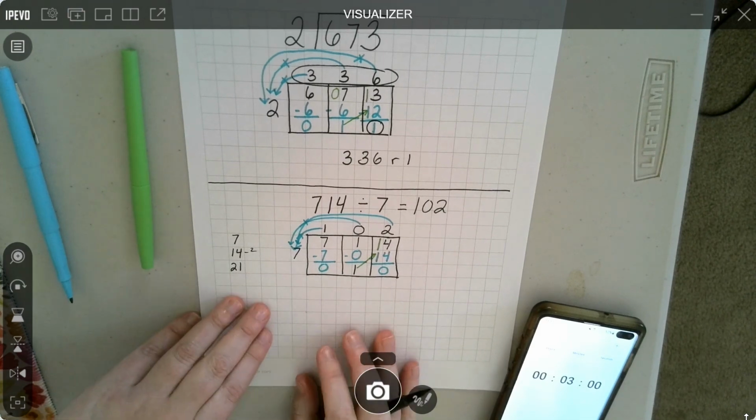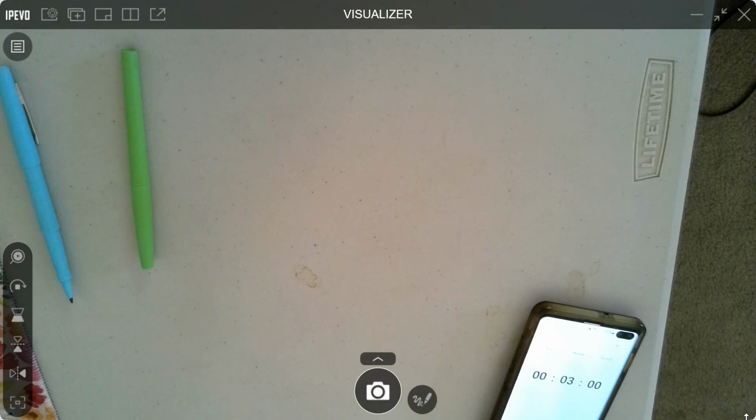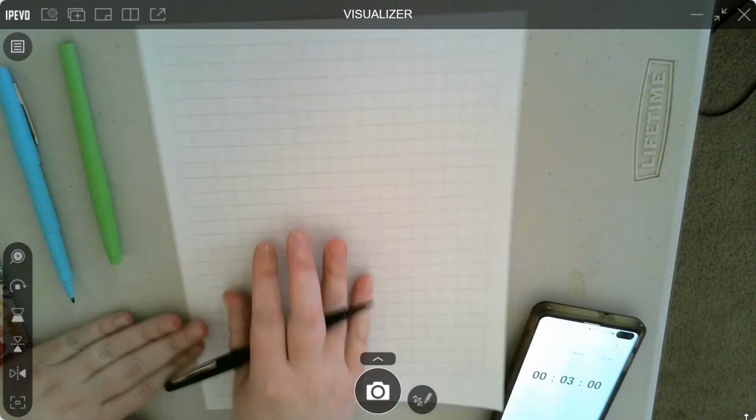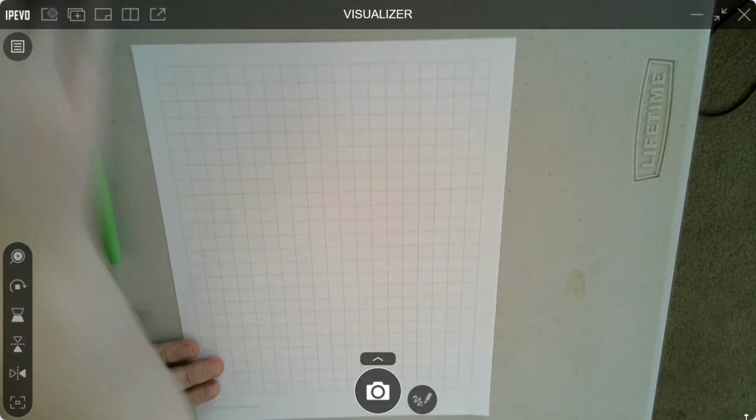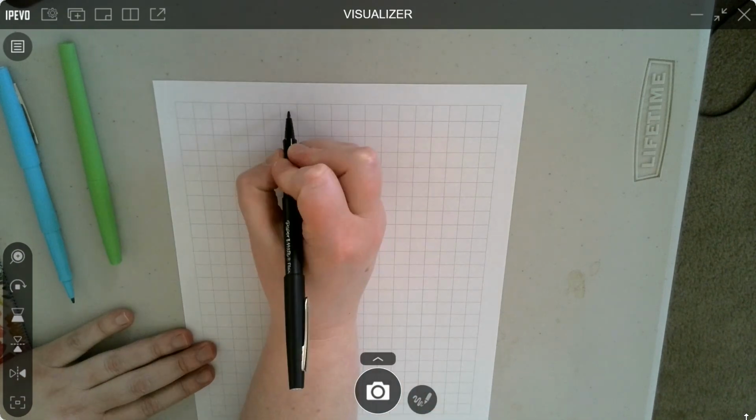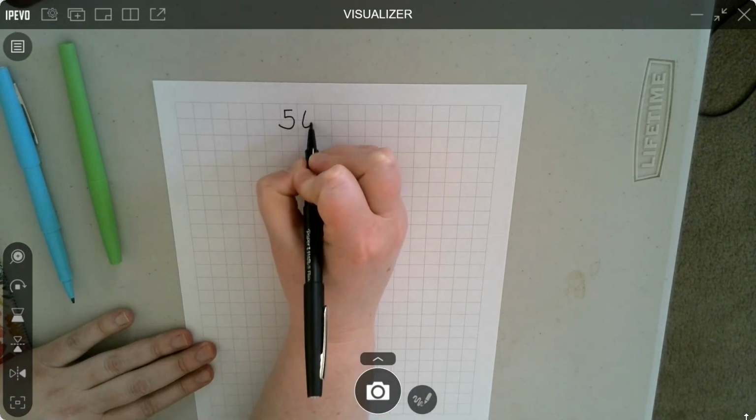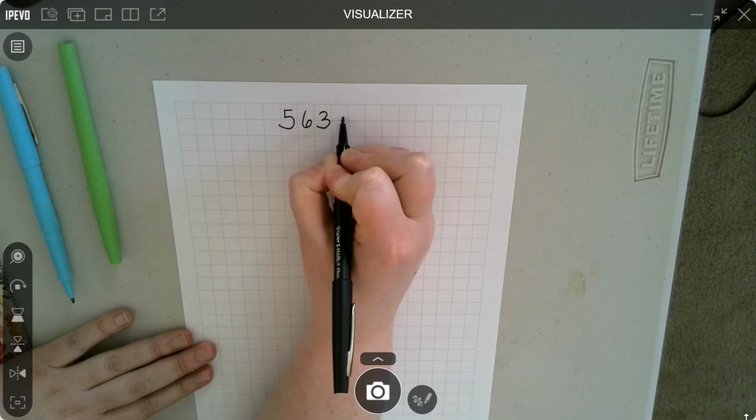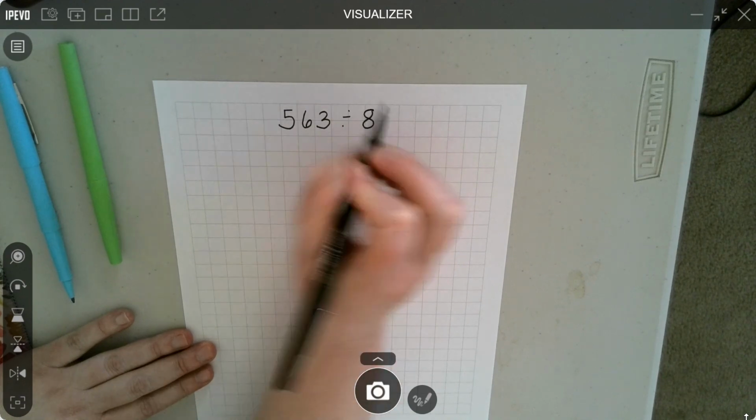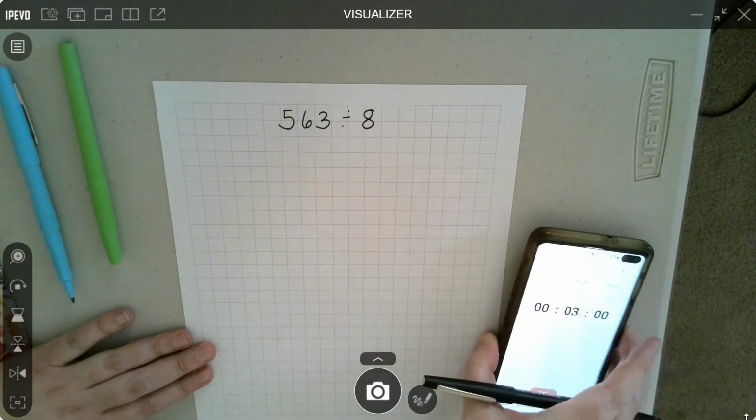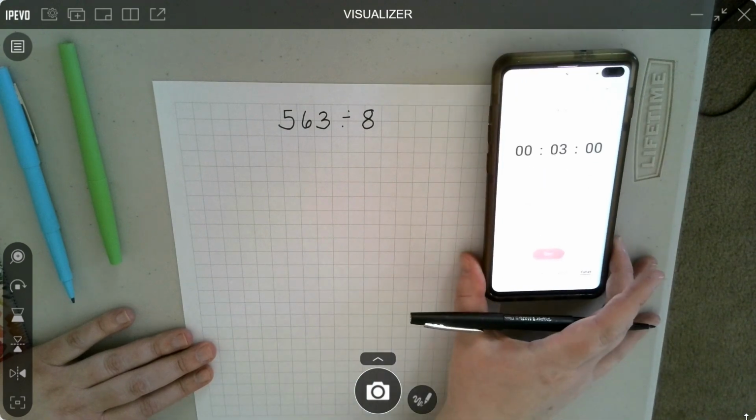Now, let's look at another one. And you're going to do this one by yourself. Let's see. 563 divided by 8. And I'm going to give you 3 minutes. Go ahead and work on that one.